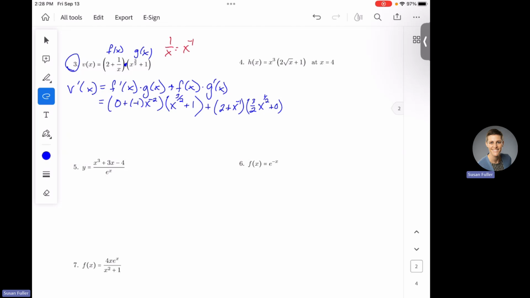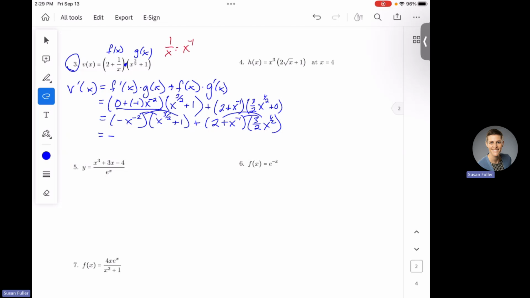And so once I have this, I'm just kind of doing the algebra here. So 0 plus all of this is just going to be negative x to the negative 2. And I'm going to have to multiply that by x to the 3 halves plus 1. I'll do that in a second. And then here I've got 2 plus x to the negative 1 times 3 halves x to the 1 half. And that 0 is not doing anything for us. So now I can distribute each of these out.